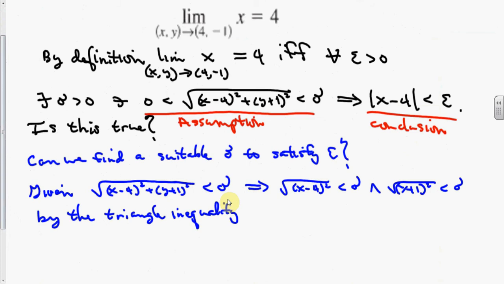So here, this square root is measuring a distance. Right? So if this total distance is less than delta, then a piece of it is also less than delta. Right? And then the other piece is also less than delta. Over here, (y plus 1) squared, I just took this part right here.